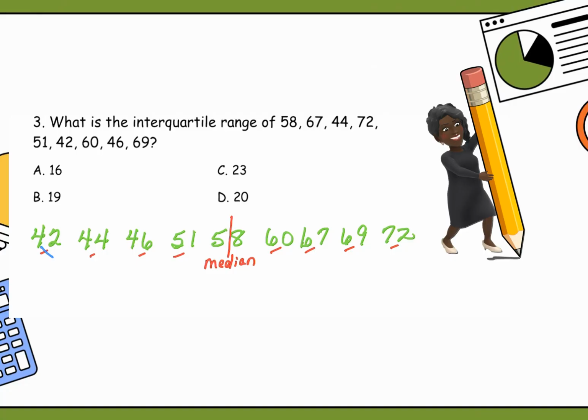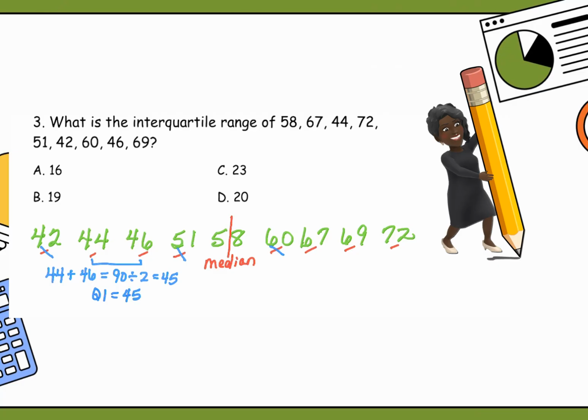Now we find the median for the lower quartile by marking those numbers off, and we see that we have to find the mean of the values 44 and 46. We add those two numbers together and we get a total value of 90. Now we divide that 90 by 2 because we added two numbers, which equals 45. So our Q1 is equal to 45.